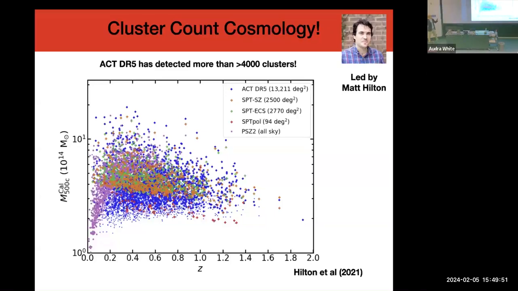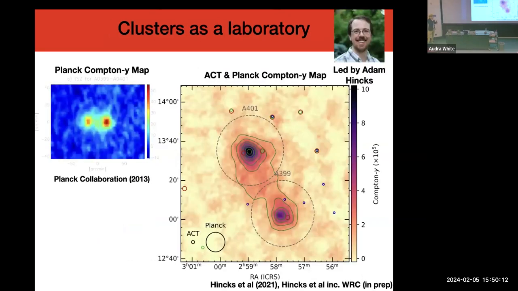So what can we do with things like this? Well, one thing we can do, of course, is cluster cosmology, measuring the differential counts of clusters as a function of mass and redshift. It has been a historically very powerful way of learning about our cosmological model. We've now detected over 4,000 clusters in our publicly released catalog, including over 200 of them at redshift 1. I'm going to be talking a little bit more about the astrophysics of this, and one example of what we can do with these is studying individual objects and using them as a laboratory.